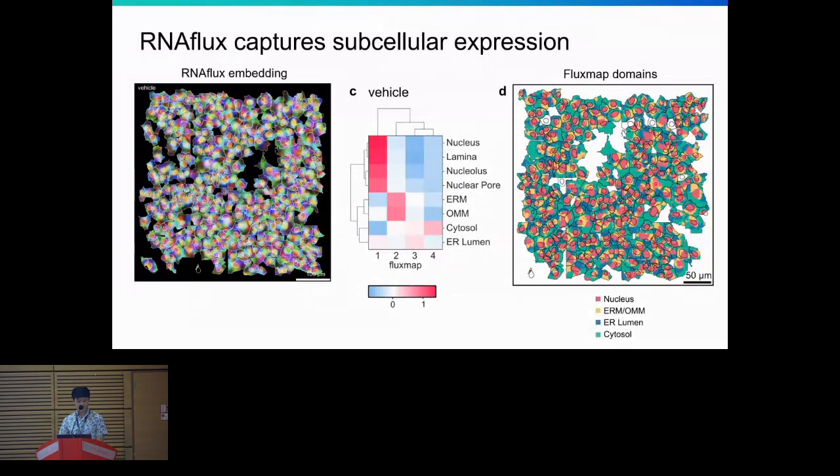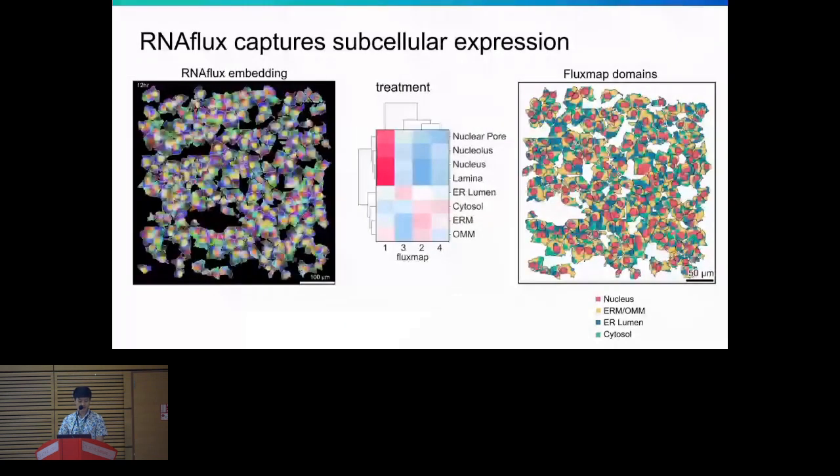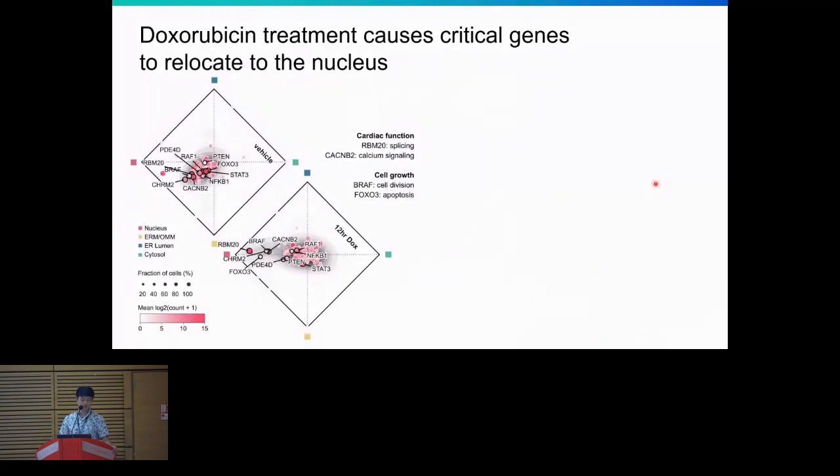So yeah, we can do the same thing for the treatment data. As you can see, it's relatively similar to our vehicle. And finally, we can compare how transcripts move between domains before and after treatment. And in fact, we found a couple of important genes for cardiomyocyte function, including RBM20 and CACNB2, important for splicing, specifically in cardiomyocytes, and calcium signaling, as well as a couple of cell growth related genes.